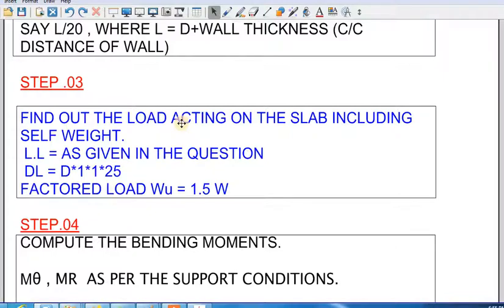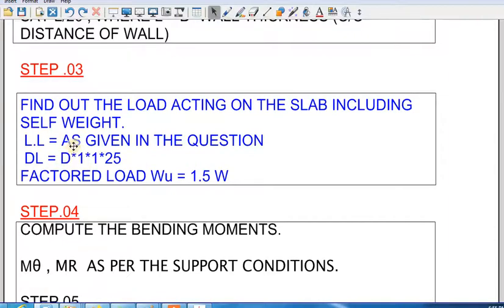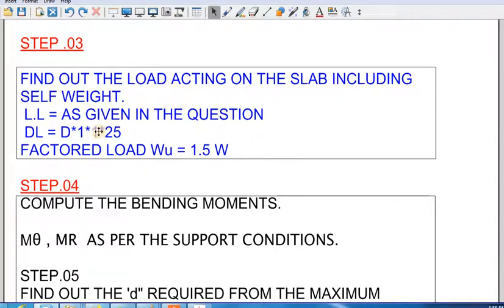You'll be having only two types of loads. One is dead load and another one is live load. Live load will be given to you in the question. Dead load: once you got the previous cases, you will get the thickness of the slab, overall depth, into 25. 25 is nothing but the unit weight of concrete, RCC.